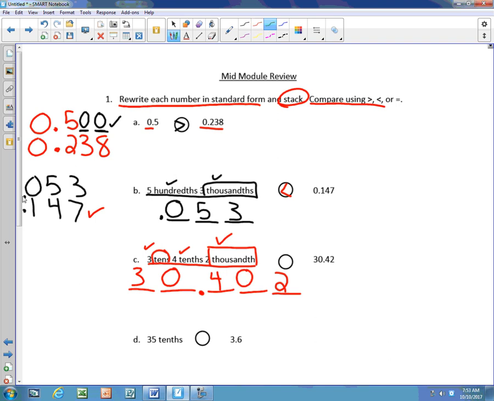So now I have to go out here and I need to stack so that I can compare. When I stack, I notice I have an empty space right there, and that empty space gets filled with a 0 to help me compare the two of them. And when I compare them, I see these columns are the same, the same, the same. Now it's different, so this one is larger.